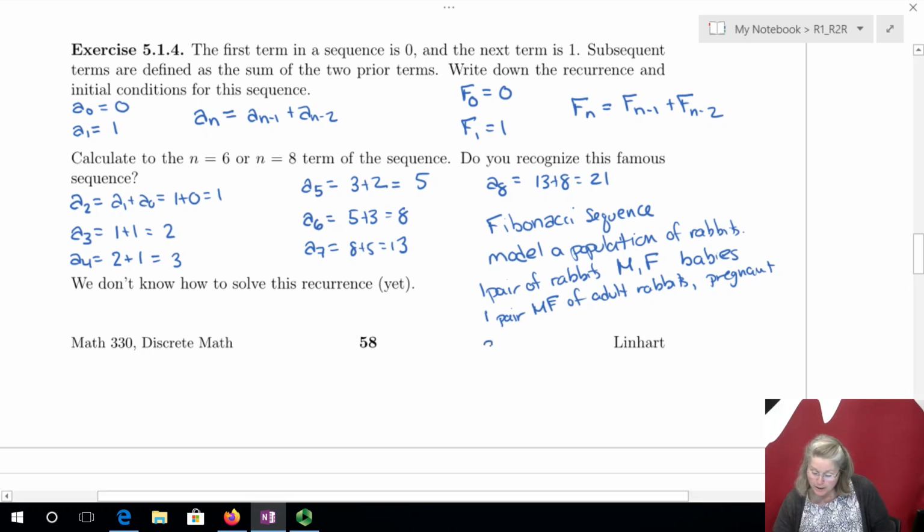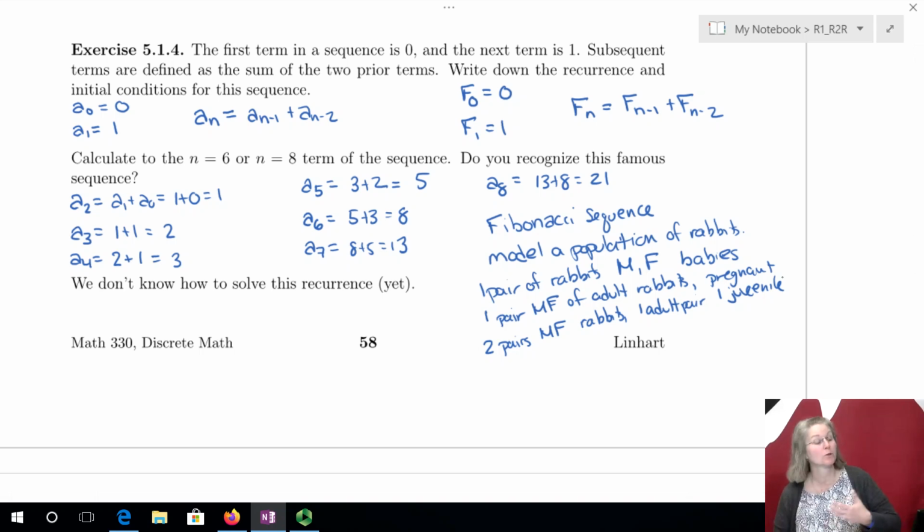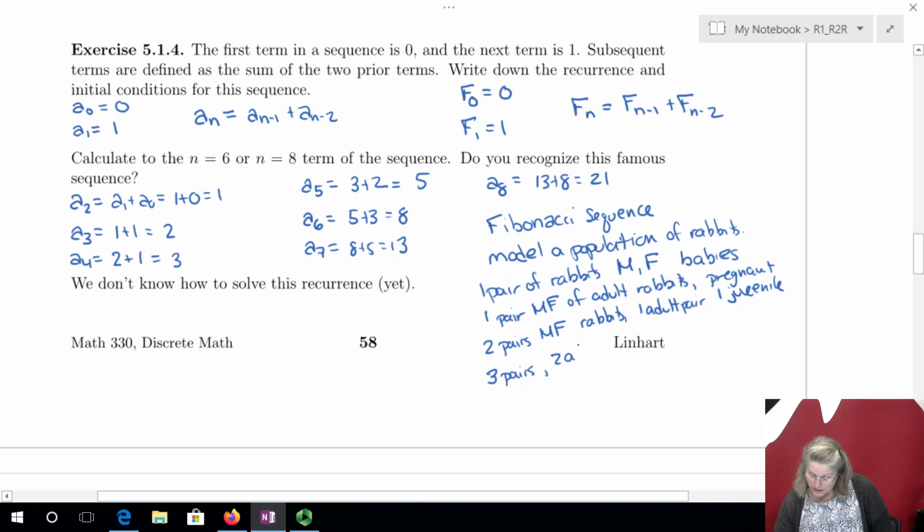So the next month we would have 2 pairs, male, female, of rabbits, 1 adult pair, 1 juvenile. Now, the adult pair would immediately get pregnant again, and the juvenile pair would have to grow up. So the adult pair immediately gets pregnant again. So at the beginning of the next month, they give birth to another pair of rabbits. So now we would have 3 pairs of rabbits. We would have 2 adult pairs and 1 juvenile.